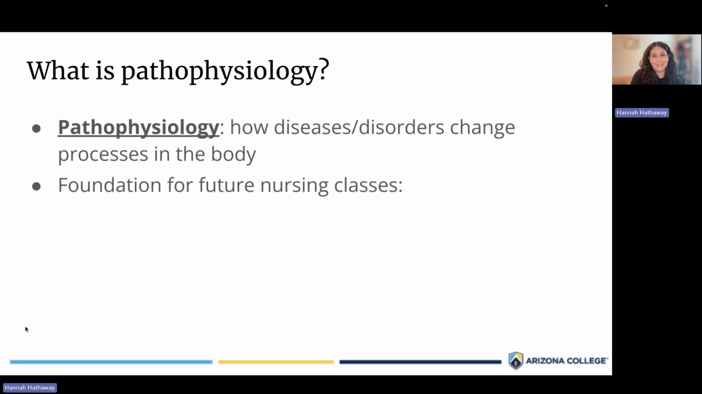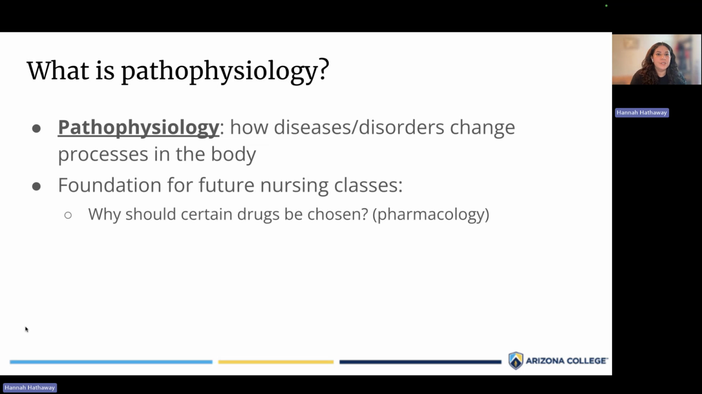Students often say that this is their favorite class in Gen Ed because it ties together a lot of concepts and other classes you've learned, and it, quote, feels like nursing. And that's because patho really is the foundation for a lot of the things you're going to be doing in core. For example, pathophysiology helps you answer questions like, why should certain drugs or medicines be chosen to treat certain diseases?